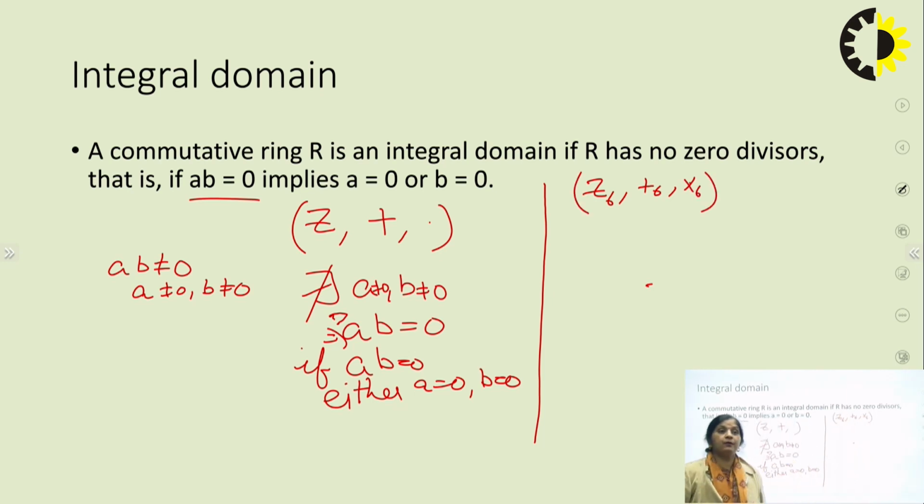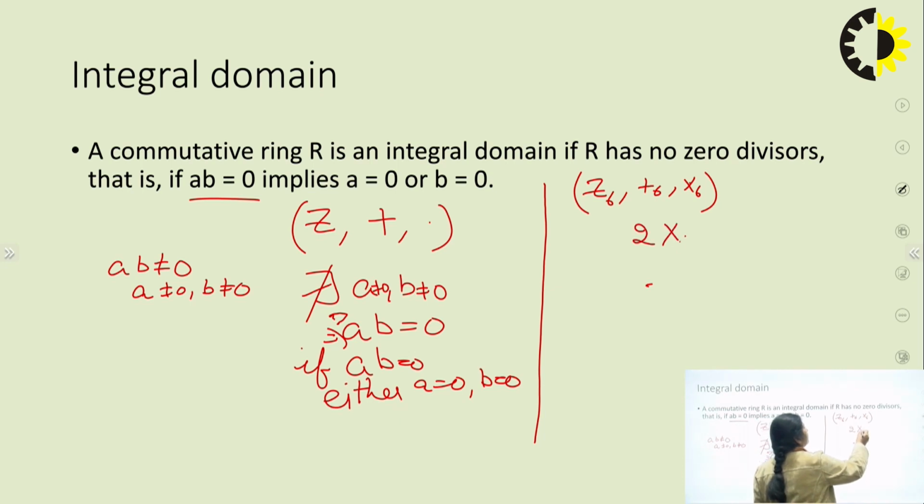This is also a ring. But in this ring, what is there? There are two elements, 2 and 3. What are 2 and 3? These are the two elements which are non-zero.